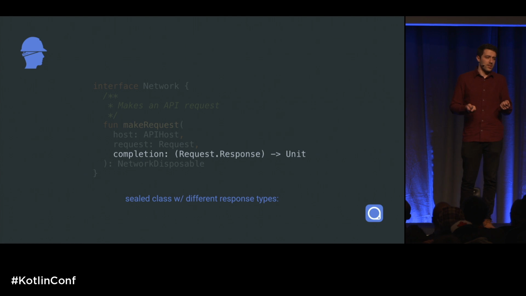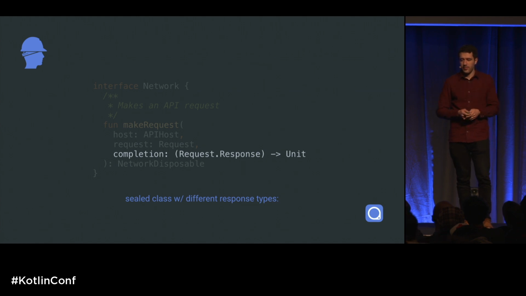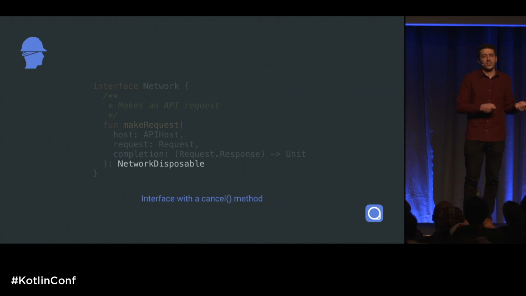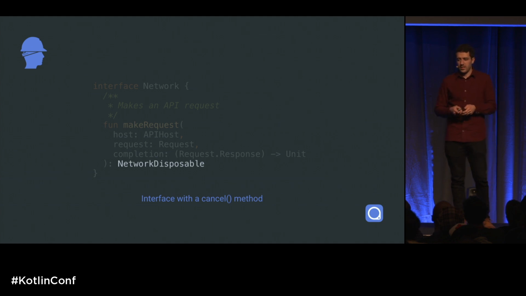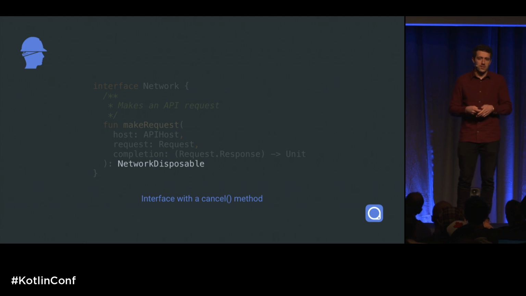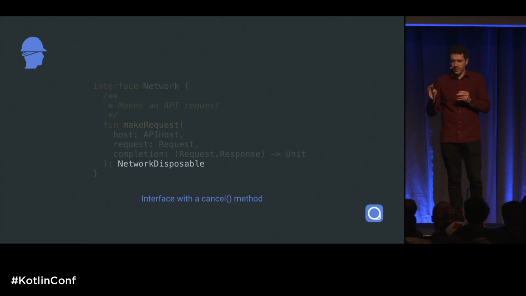And this gives you a sealed class that represents the different kinds of responses you can have, like an error response or a JSON response. And then finally, the host application provides a network disposable. This is just an interface that has a cancel method so that the shared library can call cancel to cancel the request later on if it needs to.